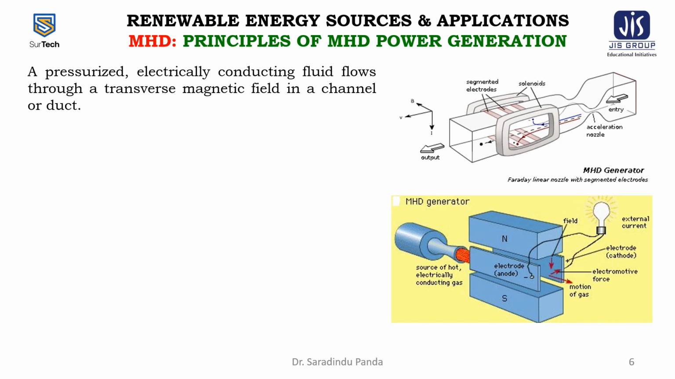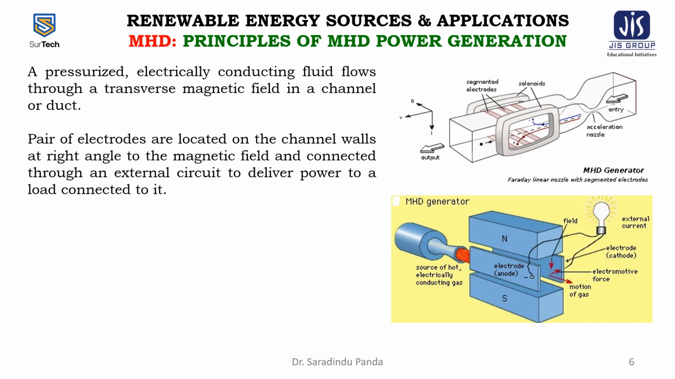A pressurized electrically conducting fluid flows through a transverse magnetic field in the channel or duct. This is the channel or duct. These are the segmented electrodes which create the electric field, and these are the two magnets or solenoids, which create the magnetic field. So in this duct or channel, the electromagneto-hydrodynamic fields are created.